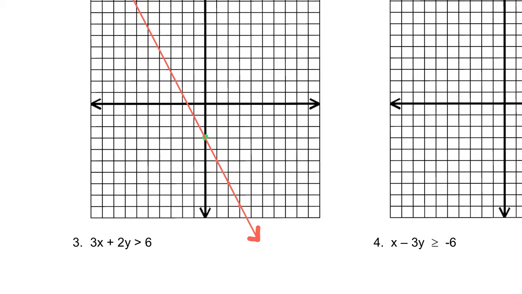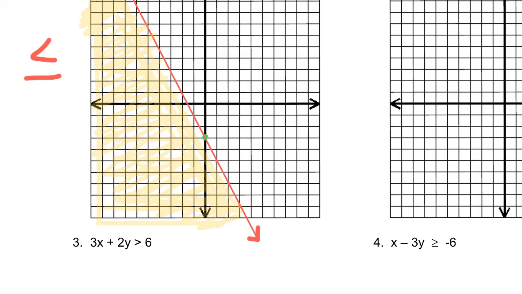So it's a solid line because it's or equal to, and because it's less than, we're going to shade the area below it. So take your highlighter, and all of these points under the line are also included in this inequality. All of these points make the value true, and therefore they are solutions to this inequality.